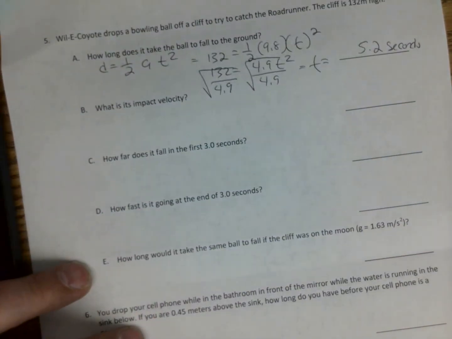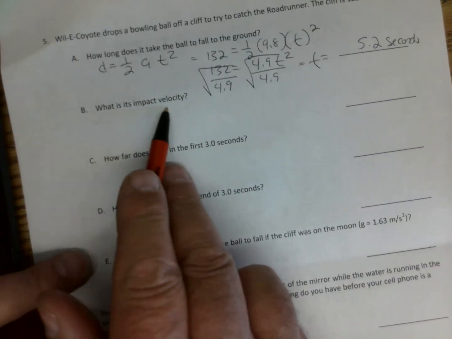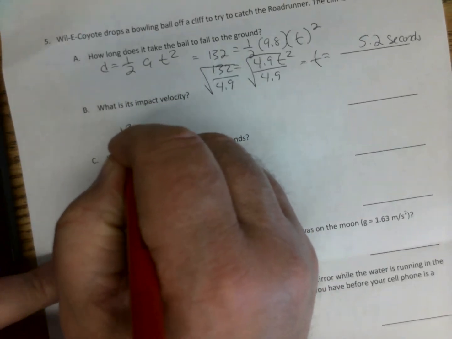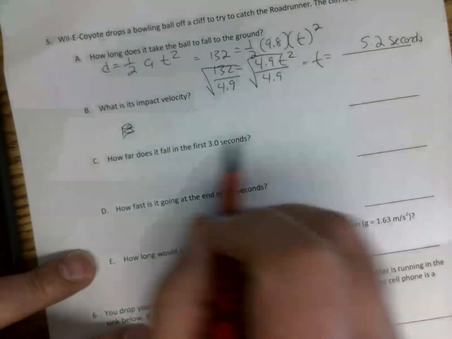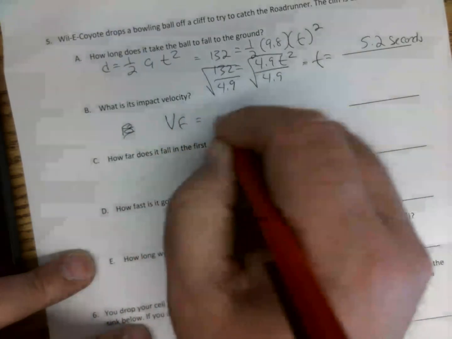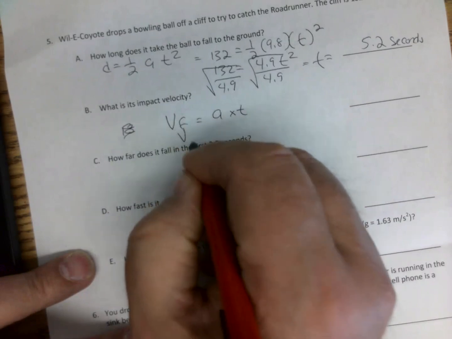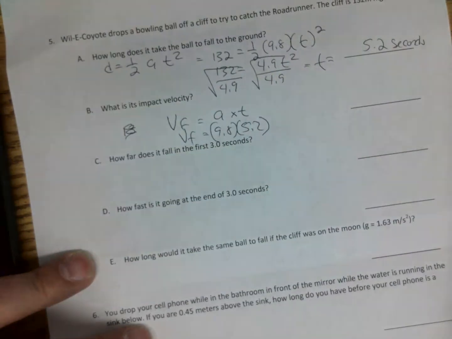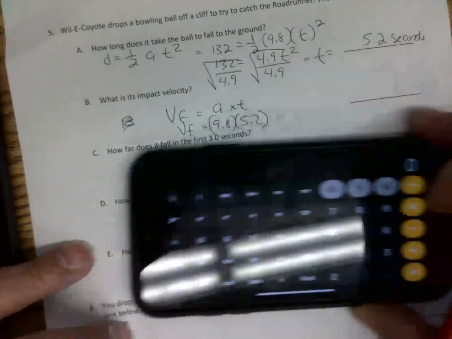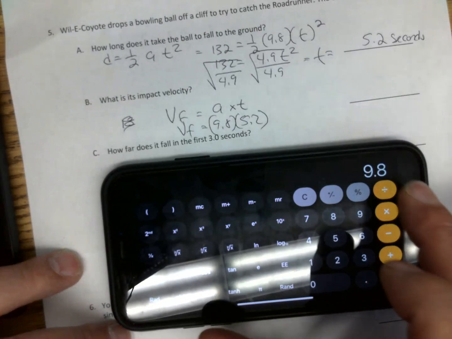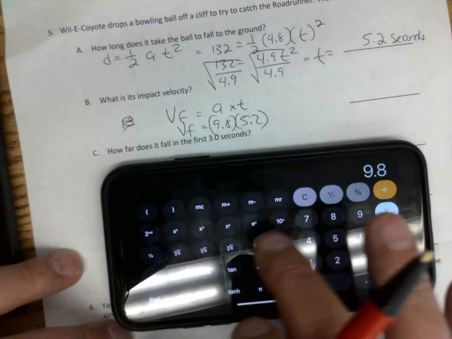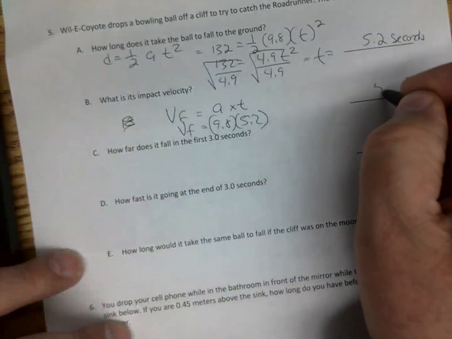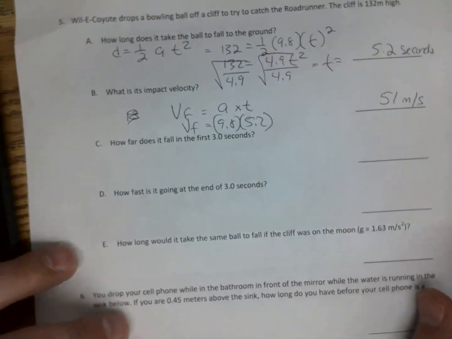Okay. And then if we keep going, what is its impact velocity? Velocity when it hits the ground. So then we would have to do distance. Oh wait, sorry. We don't. We got the seconds. So velocity final is acceleration times time. Velocity final is 9.8 times 5.2, which is the time we figured out here. We do our math. 9.8 times 5.2. 51 meters per second. That's that one.